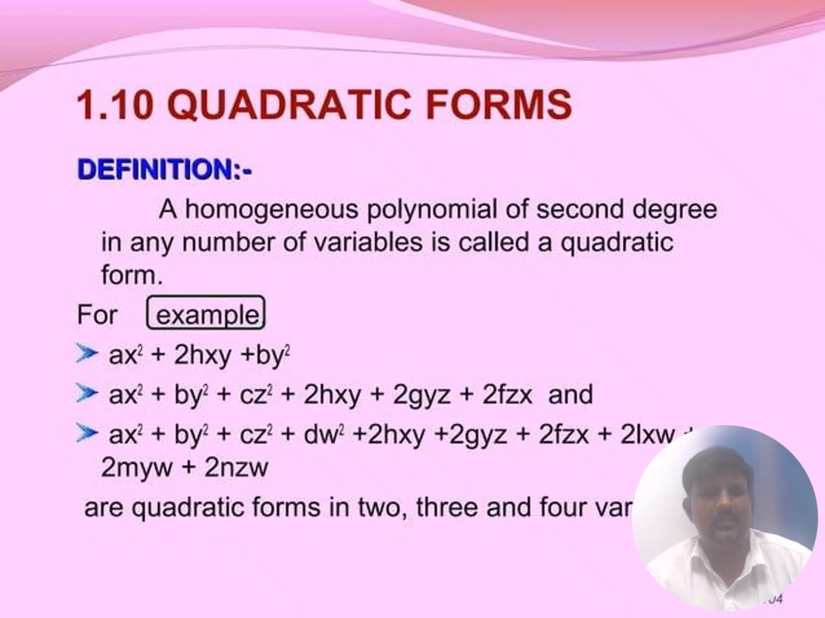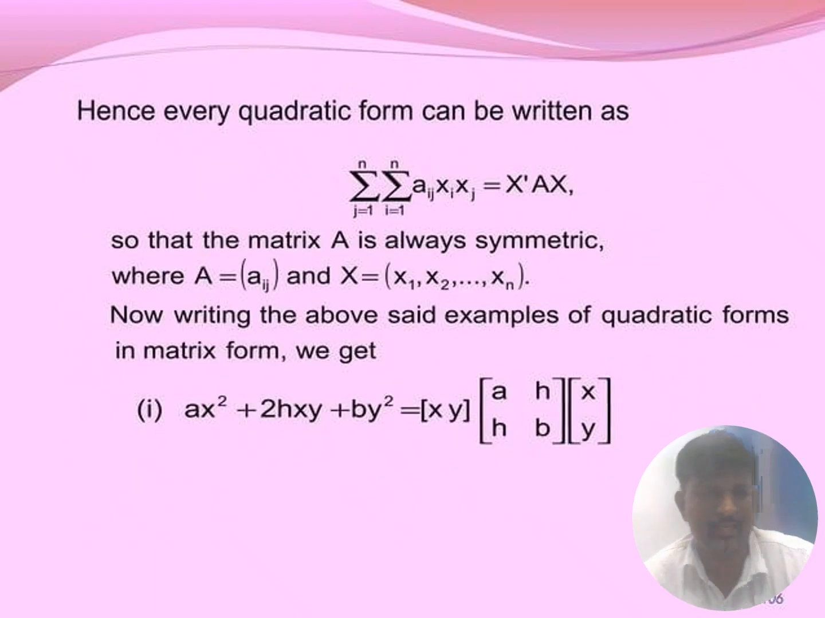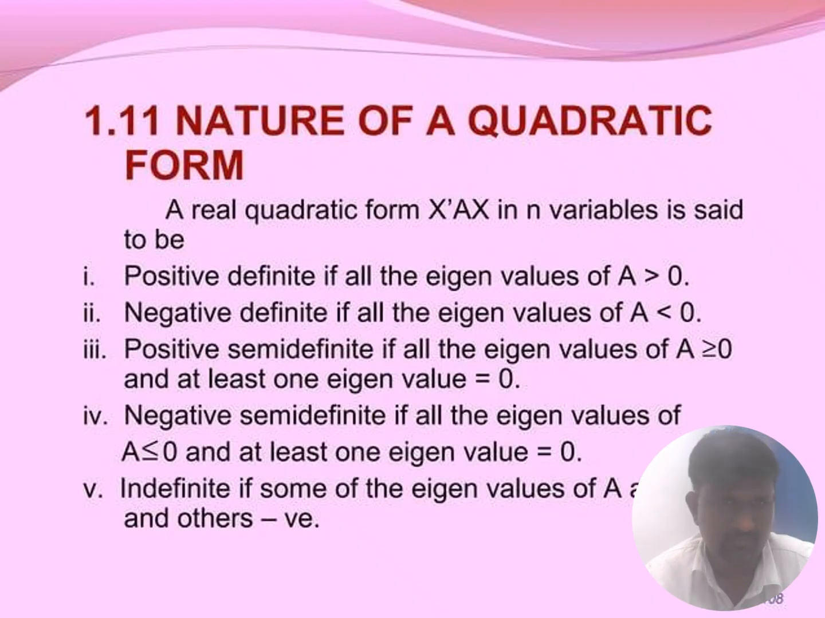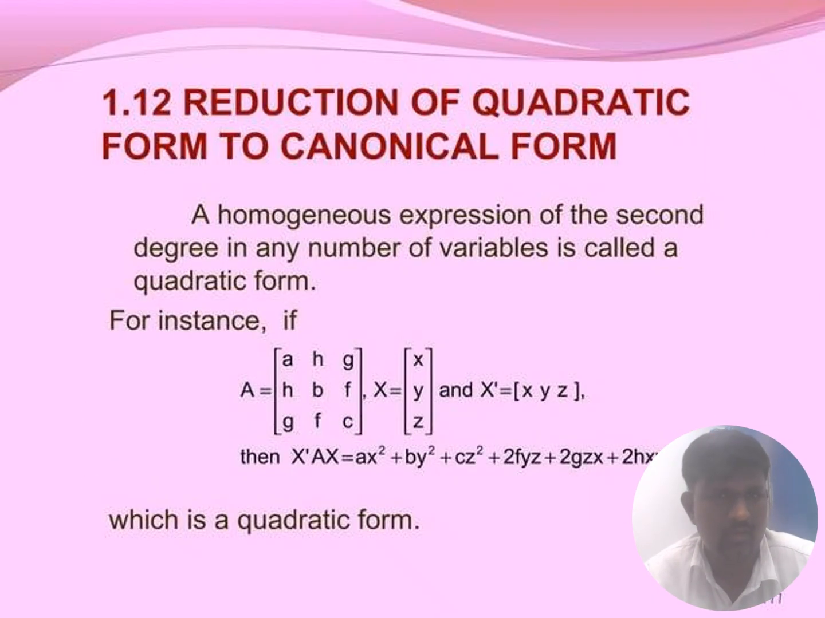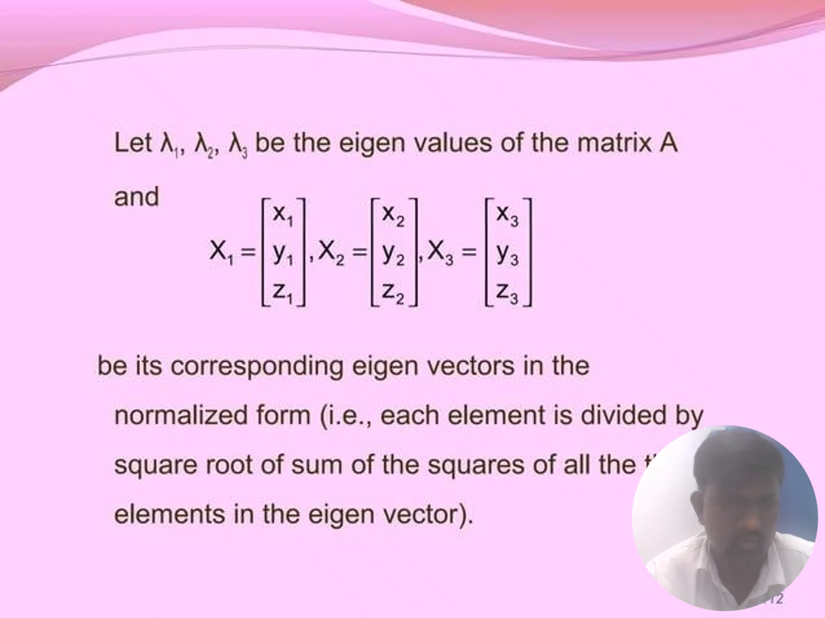So in this chapter, the final concept is quadratic forms. For quadratic forms, we can change the quadratic form to canonical form. So this is how to find the canonical form of a quadratic form by using the reduction by orthogonal transformation.